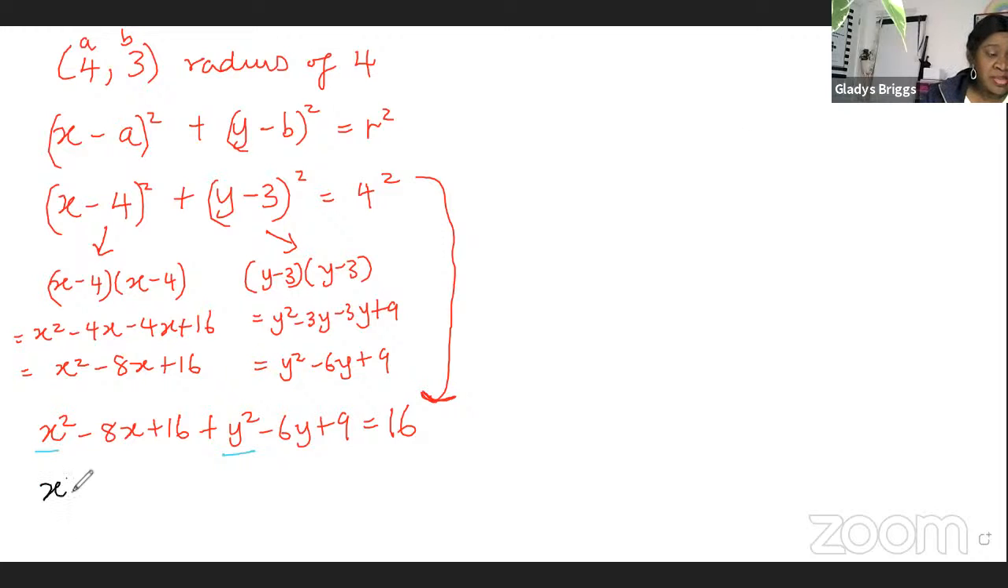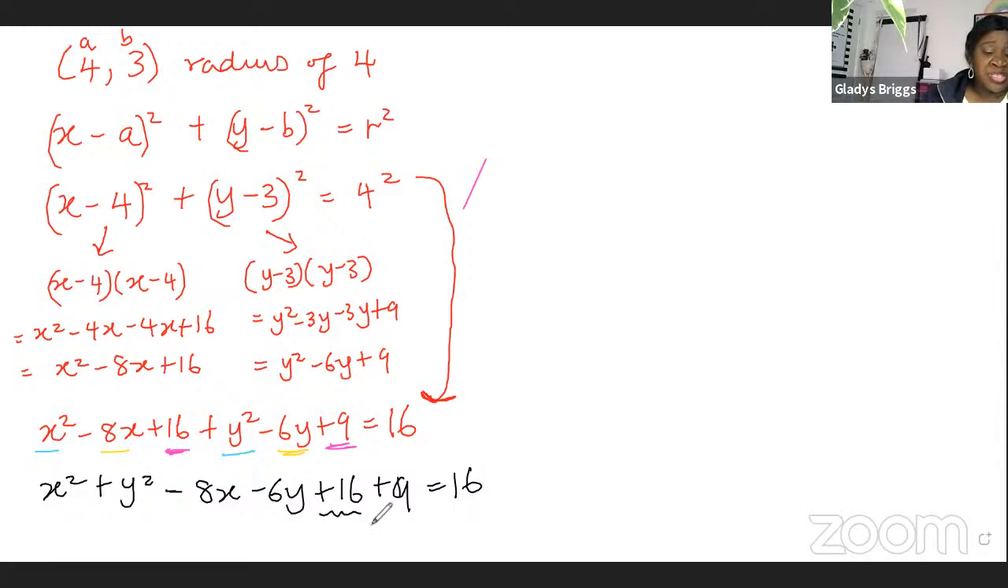You have x squared plus y squared, and then you take your x and y terms, and so you have minus 8x minus 6y, and then you put your number terms together, 16 and 9. So you would have plus 16 plus 9 is equal to 16. Now I've already seen 16 here. I know if I bring this here, it will cancel them out. So I'm not going to waste my time doing any addition.